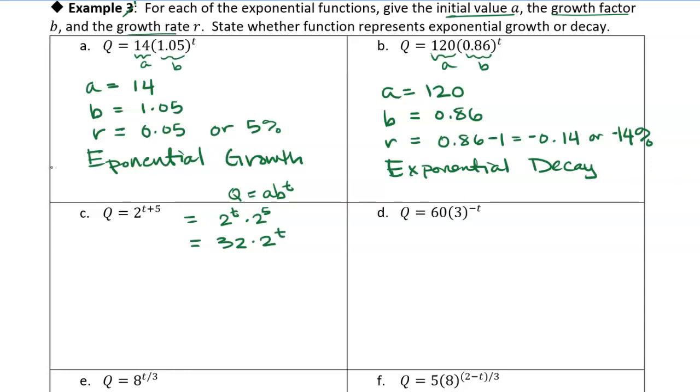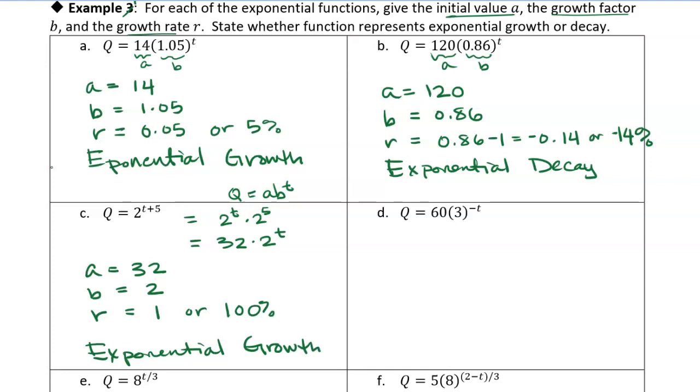Now we have just something raised to the t power. So now I can see that b is 2, and a has to be 32. So a is equal to 32, b is equal to 2, and remember that r is equal to b minus 1, so r is equal to 1, which is essentially saying we're getting 100% growth each time, which makes sense because it's doubling every time period. So this is exponential growth.